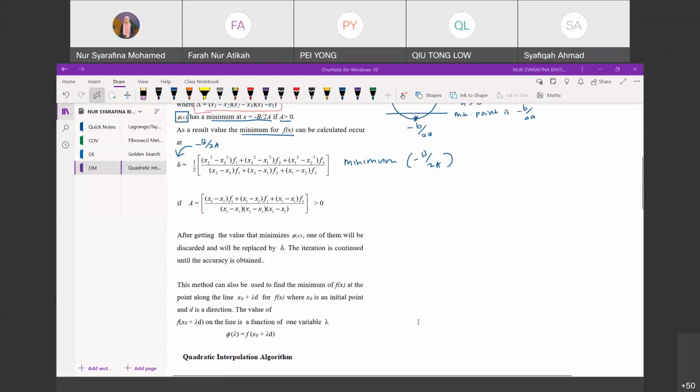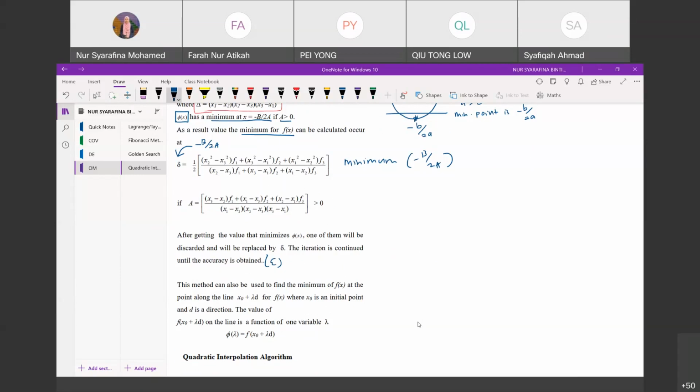So now, once you obtain the value that minimizes the function, one of them will be discarded and replaced by delta. The iteration is continued until the accuracy is obtained in terms of epsilon. All right, so later we're going to take a look at this. How can we apply it to discard the value which minimizes the function and replace it by delta?